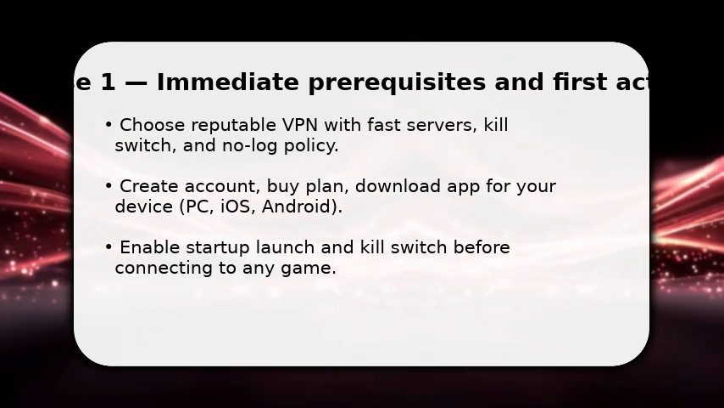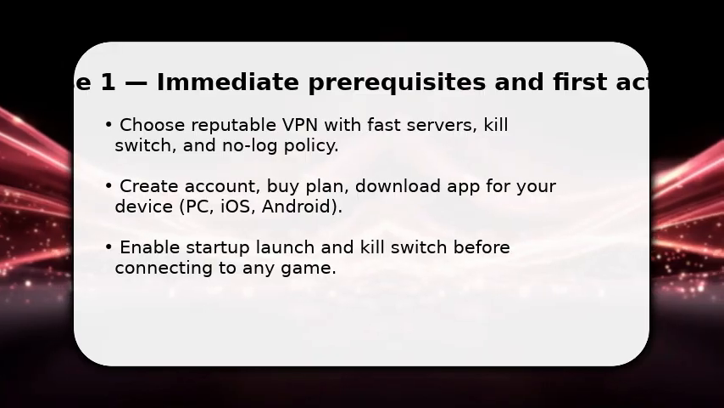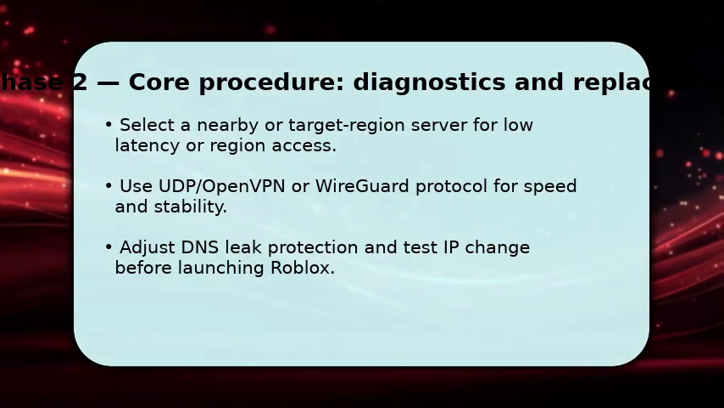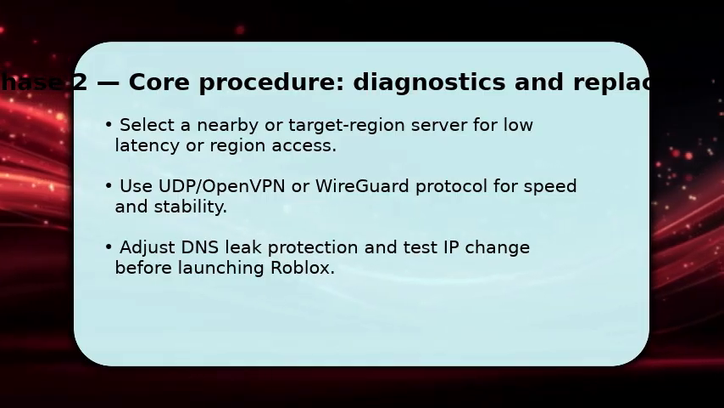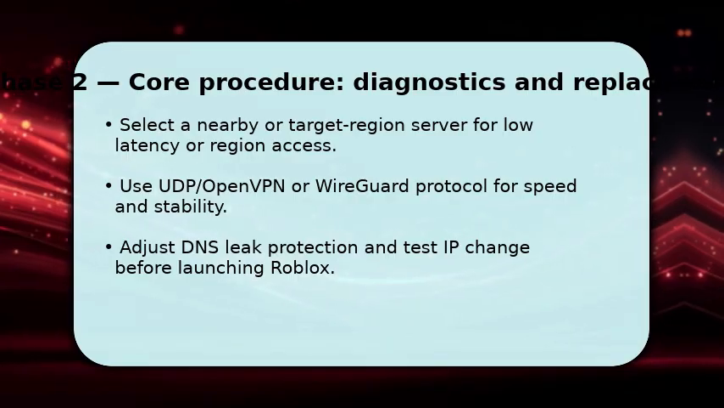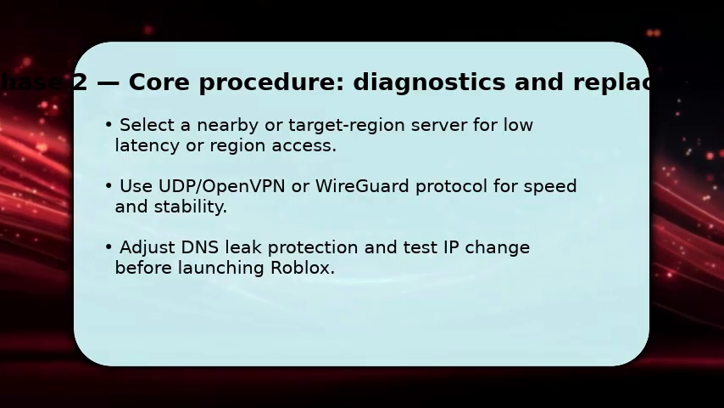Once done with installation, pick a server. Choose a nearby location for minimal latency or a target country if you need region-specific access. Switch to a fast protocol like WireGuard or UDP OpenVPN for better throughput and stable packet delivery.